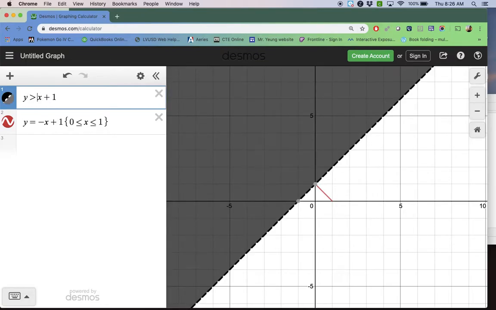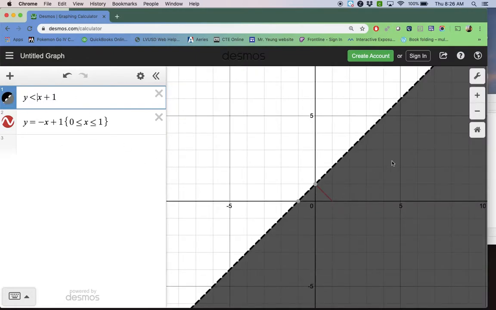Just think of it this way: y is bigger than, or above, x plus 1. X plus 1 is the line, so anything above it. Less than means below, so it's below the line. Very simple. If you make it equal to, so you hit the equal sign, it gives you a solid line.